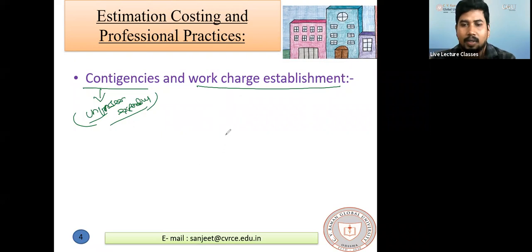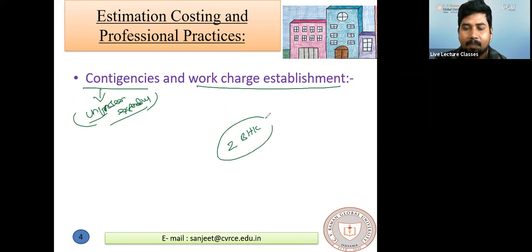Suppose initially I planned a 2 BHK building. In that 2 BHK building, I have made 8 pile foundations.